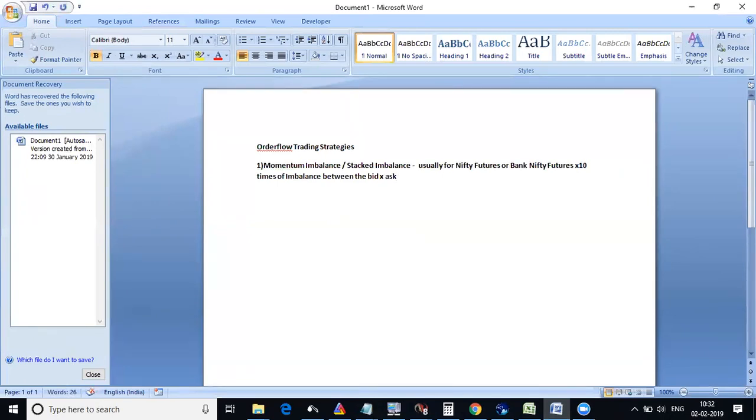So I prefer 10, because 5 times usually happens in most places, but 10 times happens at very rare places, and that too if it is happening at key reference levels. So where to monitor imbalance, stacked imbalance.